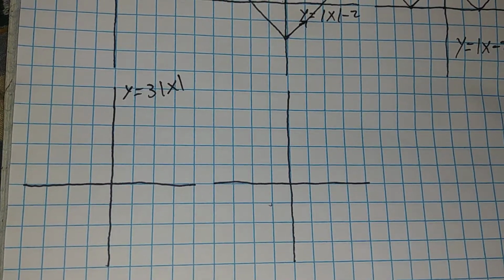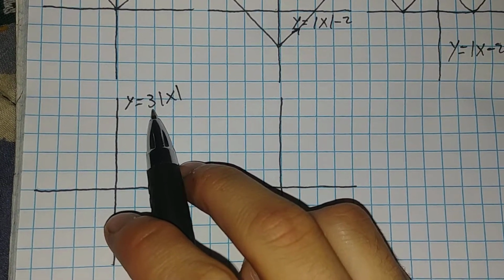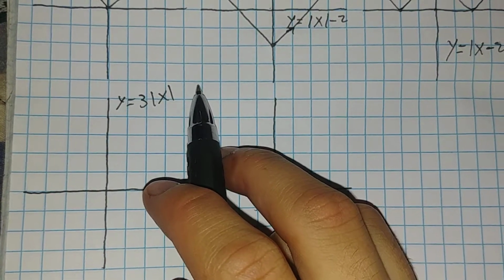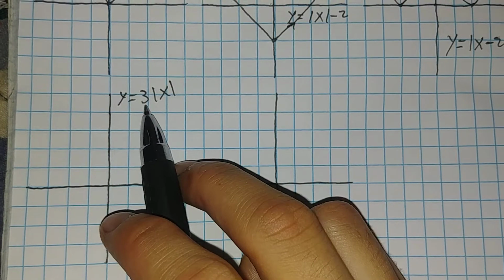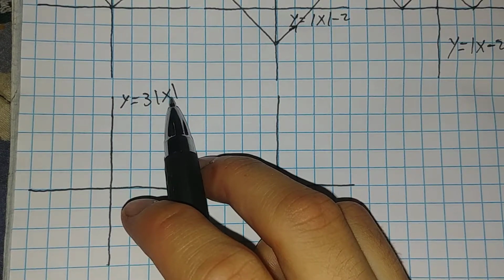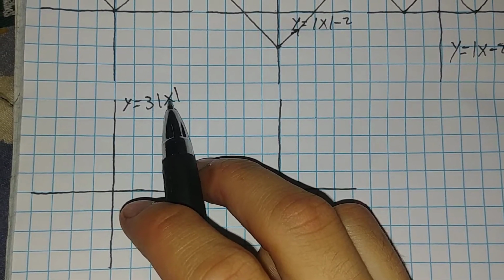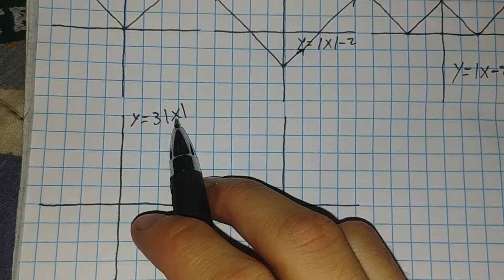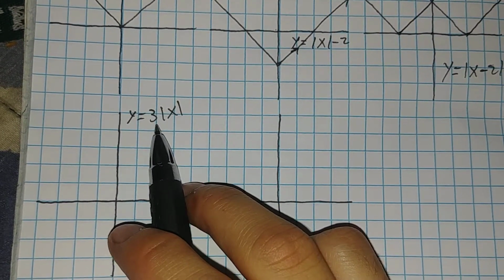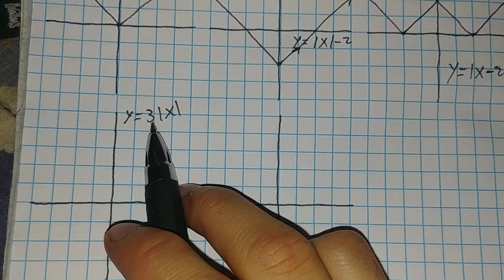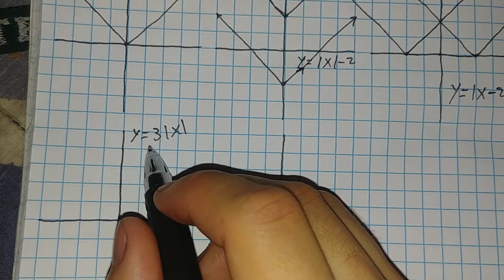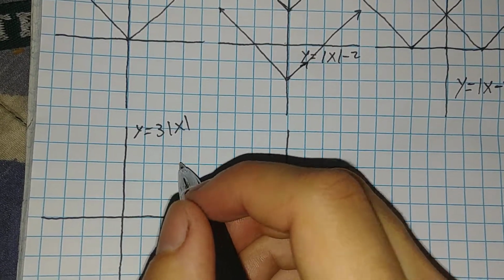So notice that this is A. The 3 is not being added over here. It's not being added anywhere. So this is not K. It's also not being added inside of the absolute value symbols. 3 is being multiplied to the absolute value x. So here, my graph is going to have pretty much a slope of 3 over 1.